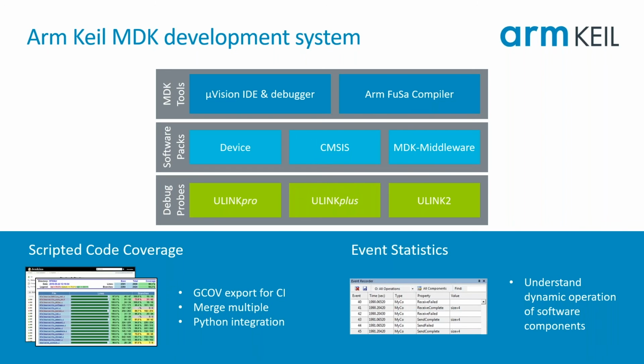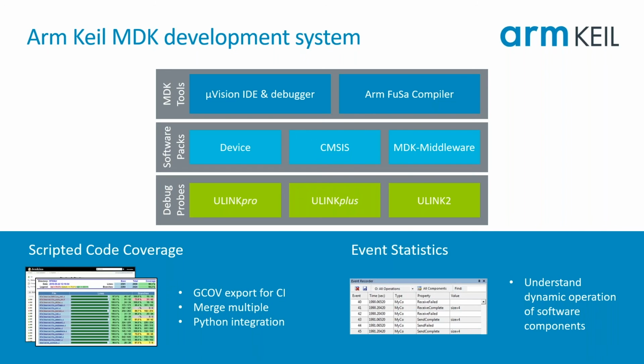MDK middleware software components are specifically designed for communication peripherals in microcontrollers. For example, the new IPv6 and IPv4 networking communication stack is now extended with ARM embed software components to enable Internet of Things applications.